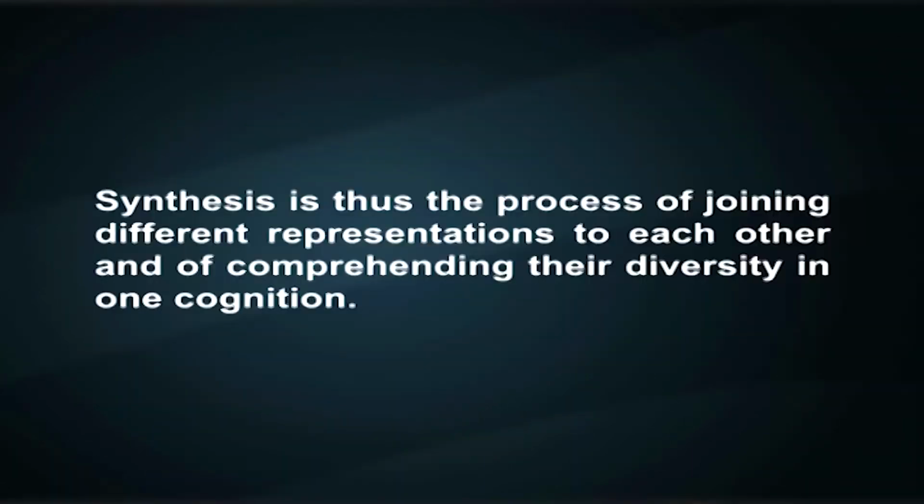Knowledge arises only when the different representations given by the senses are put together, but we know that thought process is spontaneous. To form a spontaneous cognition from the diversity of external representations received, they have to be examined, received into the mind and connected. This process Kant calls synthesis. Synthesis is thus the process of joining different representations to each other and of comprehending their diversity in one cognition. Kant says that synthesis is a mere operation of the imagination and is blind, but it is an indispensable operation of the soul, and without it we cannot have any cognition.